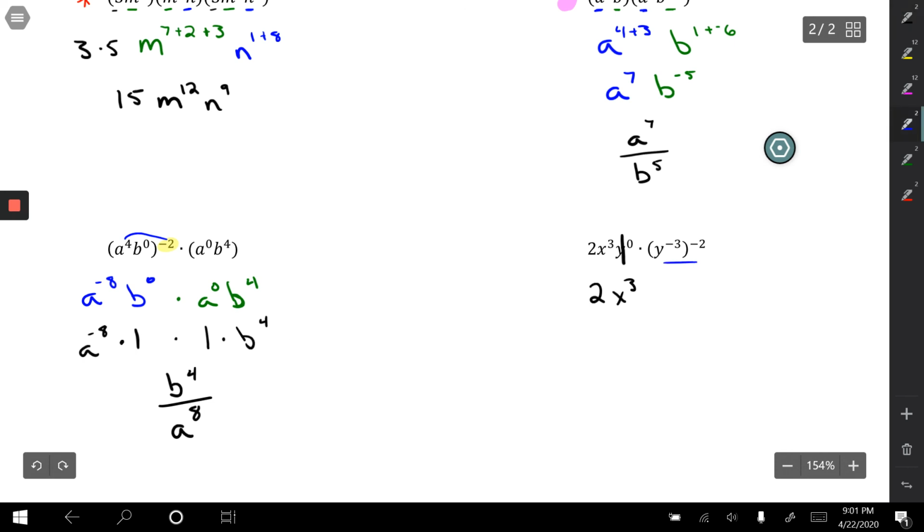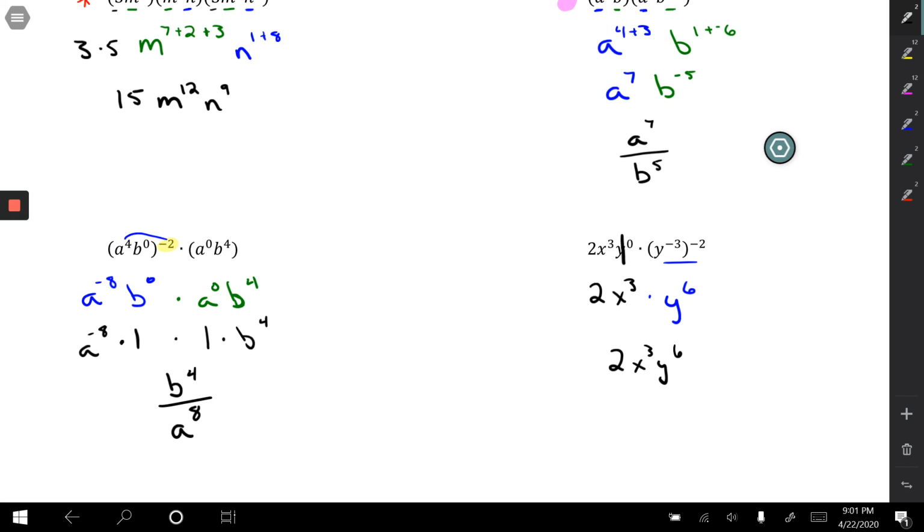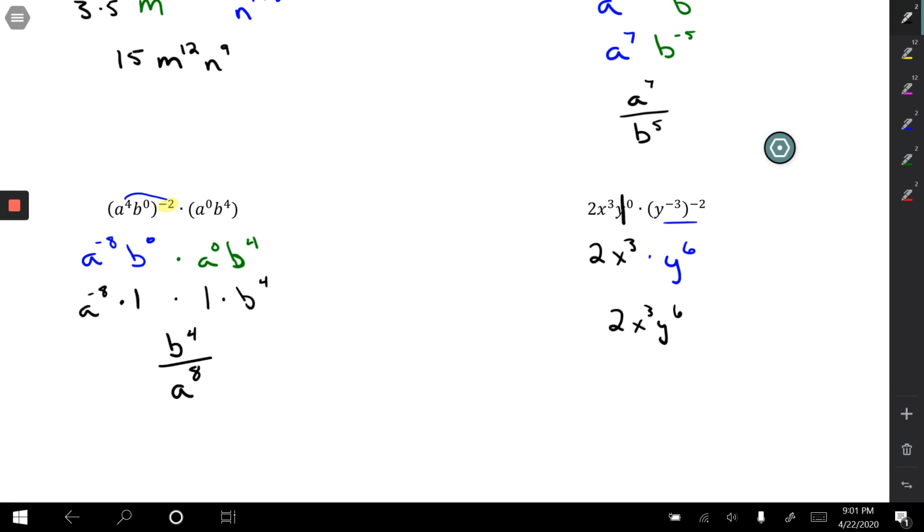So let's take a look at the second one. I've got that power on the outside, so we need to multiply. So I'm going to have negative 3 times negative 2 gives me a positive 6. And so I see here that I've got 2x cubed times y to the 6th power. Well, I've got no common bases. I've got nothing repeating more than 1 time, and I have no negative powers, so that is as simple as it's going to get. There is my simplified expression for that one. And that is a reminder of how all of our product properties work.